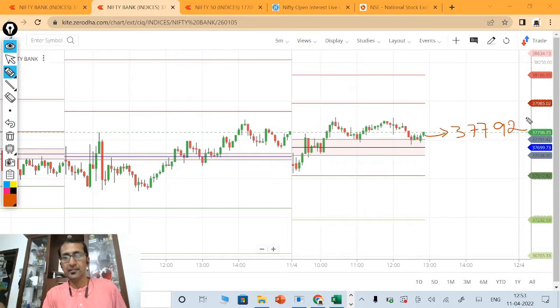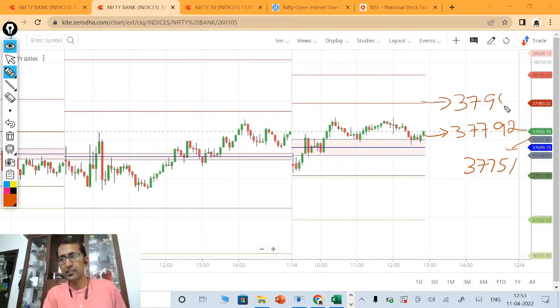The market is continuously trading above 37,751 on Bank Nifty. There is a chance that it can touch the resistance level of 37,985. That is the first resistance, and the second resistance is placed at around 38,166.